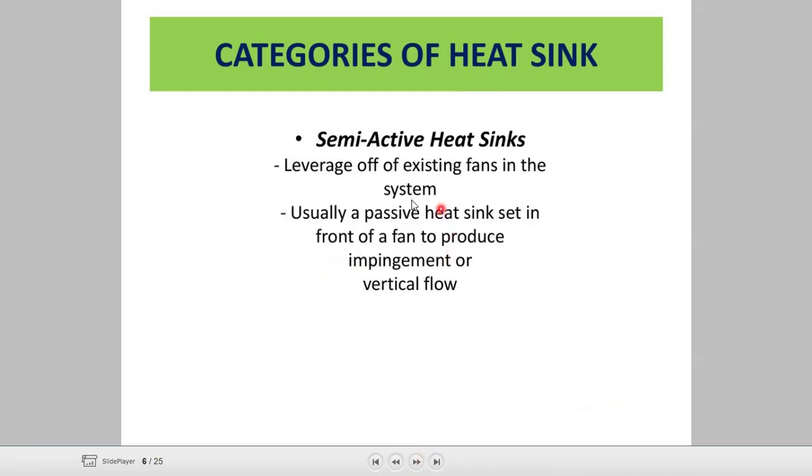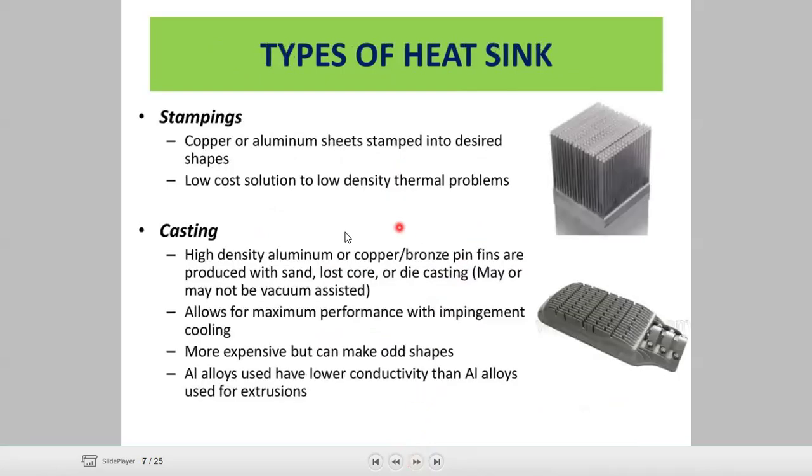Semi-active heat sinks leverage existing fans in the system. Usually a passive heat sink is set in front of the fan to produce vertical flow, that we will see. So this is stampings and it is casting. Stampings are copper or aluminum sheets stamped into the desired shapes. It is like a stamp, shape is stamped. So it is useful in low cost solutions to low density thermal problems.